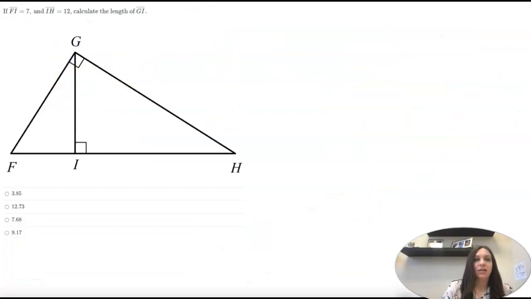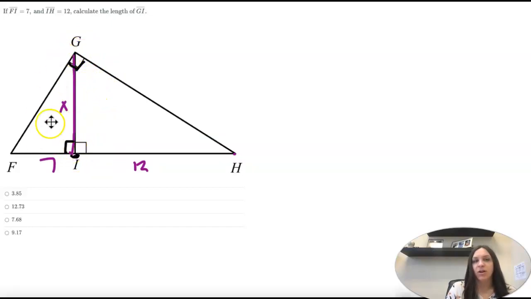Okay, let's look here. So F to I is 7, I to H is 12. We want to calculate this length of G to I. So maybe you notice we have 3 triangles here. On the right, we have a right triangle. This is also a right triangle because these 2 angles around I add to 180. And then up here, we have a right triangle.